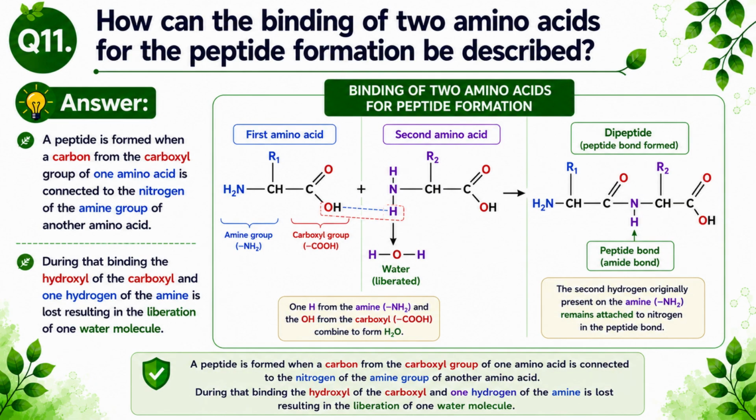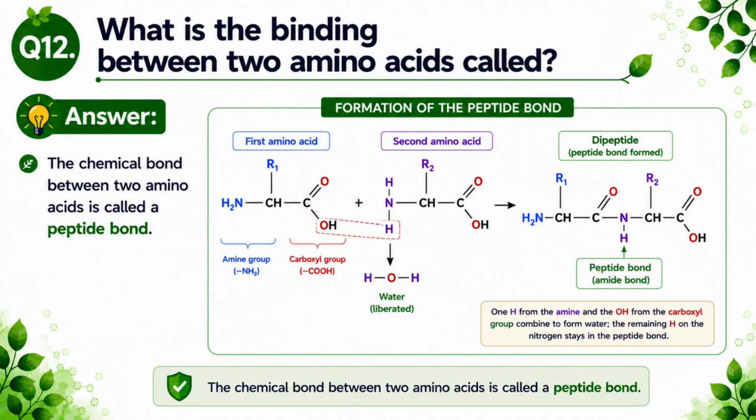Question number 11. How can the binding of two amino acids for the peptide formation be described? Answer. A peptide is formed when a carbon from the carboxyl group of one amino acid is connected to the nitrogen of the amine group of another amino acid. During that binding, the hydroxyl of the carboxyl and one hydrogen of the amine is lost, resulting in the liberation of one water molecule.